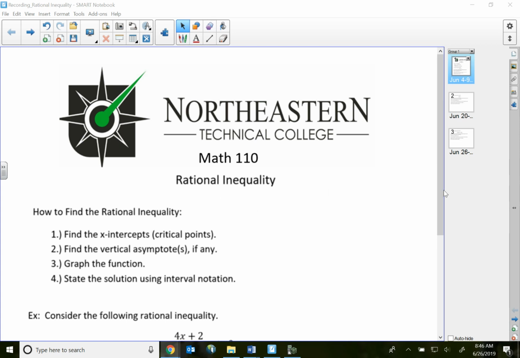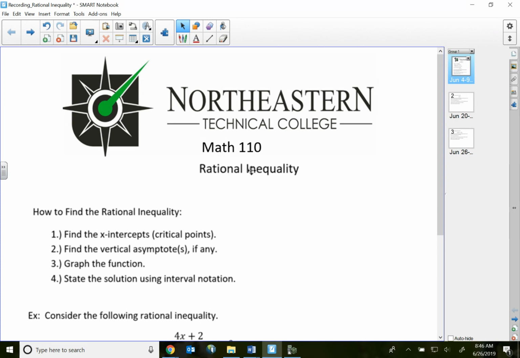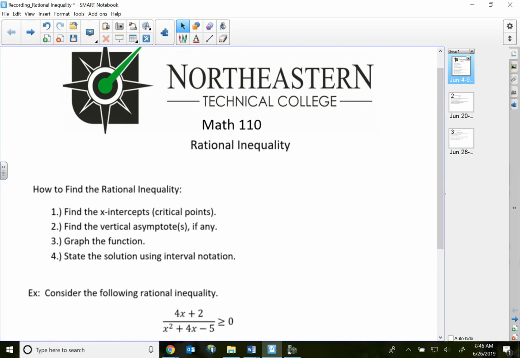So after learning how to graph rational functions by hand, here we can begin to talk a little bit about rational inequalities. A rational inequality is very similar to the polynomial inequality that we discussed in previous videos. So very similar steps, with a couple of things added in.